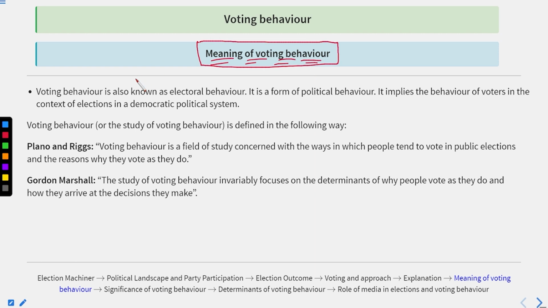All right, so if we start with voting behavior, remember, voting behavior is also known as electoral behavior. Remember that both terms, voting behavior and electoral behavior, are the same. And it is a form of political behavior.